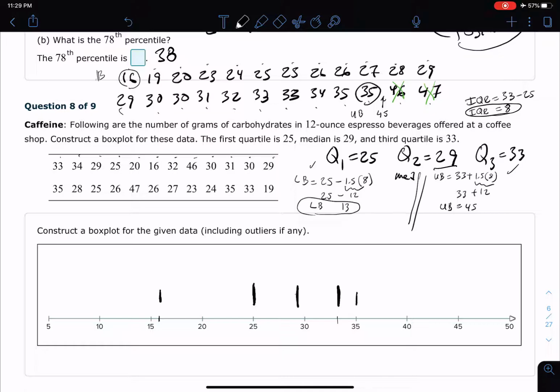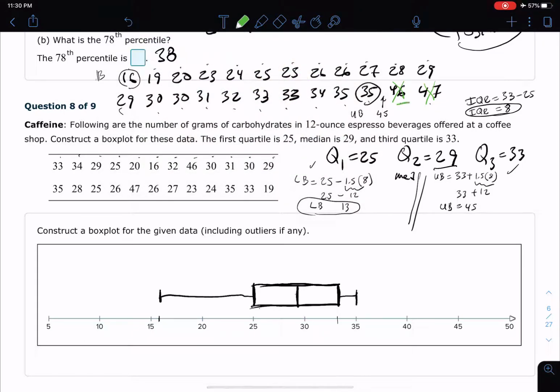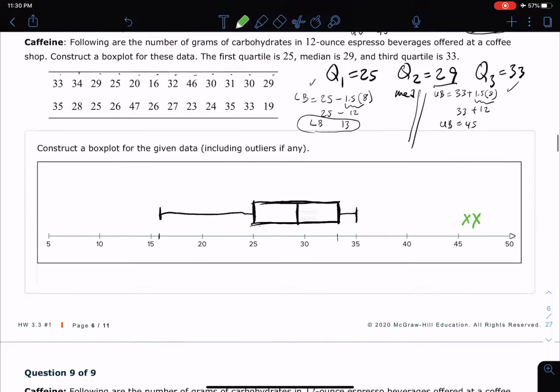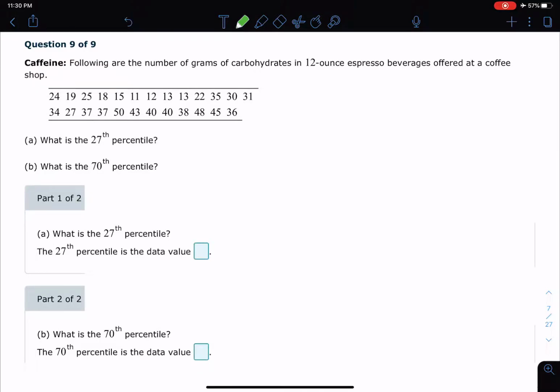So my box looks something like this, and the left whisker. So that's what the box plot looks like. Of course, I need to show what I crossed out. What were the outliers? Well, I had one at 46. That's about there. I had another one at 47, which is right next to it, about there. There it is, modified box plot. Here we are, number 9. We're almost done. So on this one, it's not ordered.